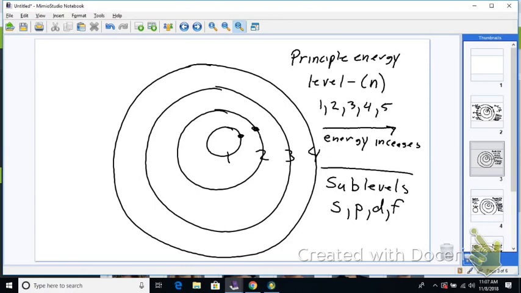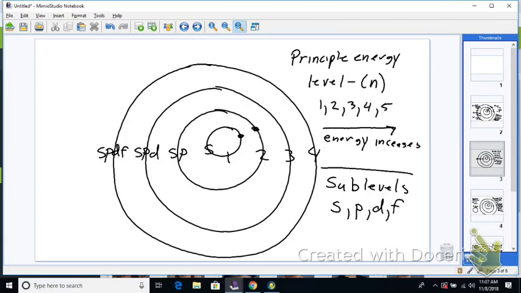Now, I cannot say 2F, because the F's don't come in until later. So this is a sequence. It should go S, the second level picks up a sub-level. So every level picks up a different sub-level. So S, SP, SPD, SPDF.